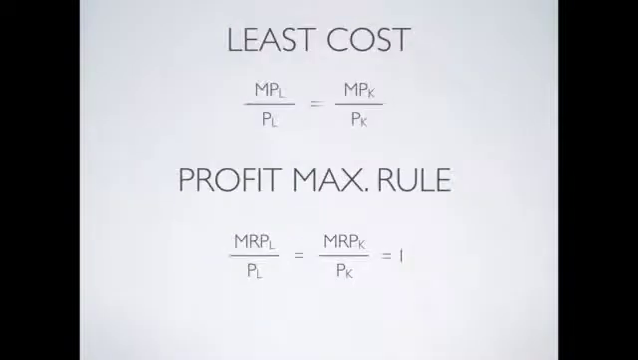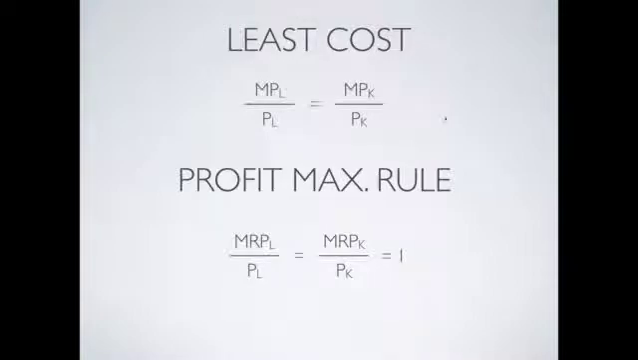Now, we talked about optimal combinations before, and what we stressed was the least cost method, where the marginal product of labor divided by the price of labor should equal the marginal product of capital divided by the price of capital.